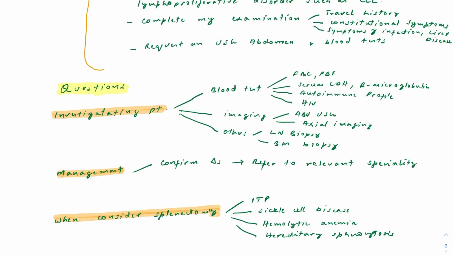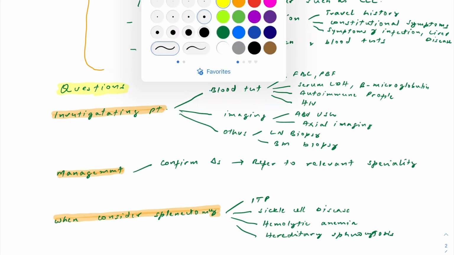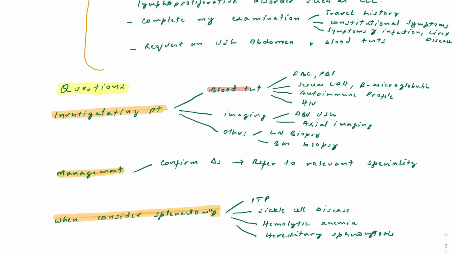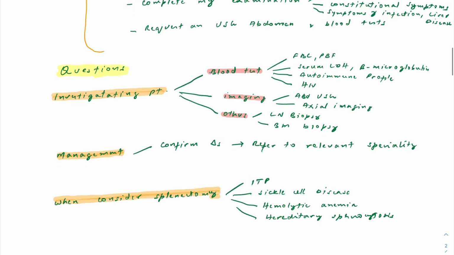First of all, we talk about the blood tests, and after the blood tests, we talk about the imaging. We want to do abdominal ultrasonography and axial imaging, and then the other tests. Other tests include, if you find a lymph node, a lymph node biopsy or a bone marrow biopsy. So how will you manage the patient's splenomegaly? Obviously, you want to confirm the diagnosis of splenomegaly. We look for any obvious causes, we do some investigations, and then we refer to the relevant specialty.